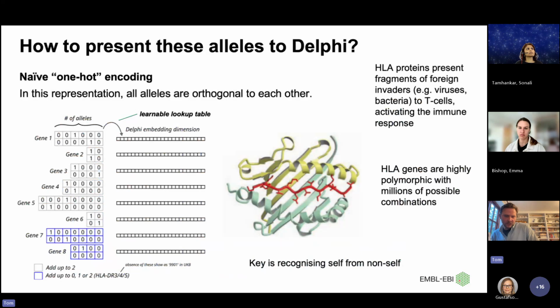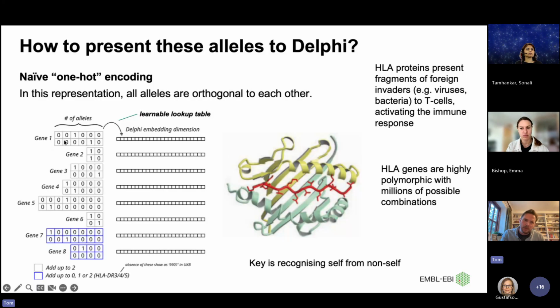And as I said, these regions are quite complicated. There's lots of variation and lots of different genes which are typically inherited together for many generations. And it's essentially this protein which captures or presents proteins from foreign invaders like bacteria and viruses. And it's very important in immune diseases.